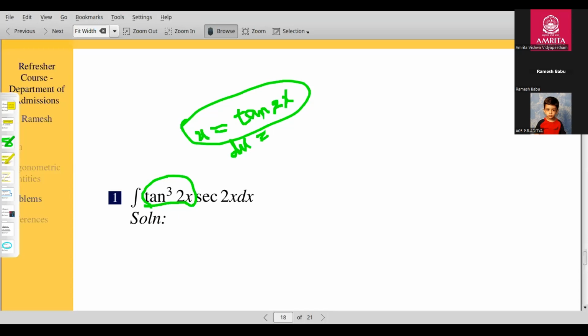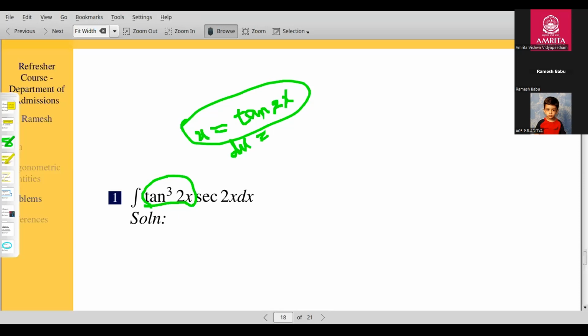Because you are having sin x by 1 plus cos x plus sin x. In the denominator, it is 1 plus cos x plus sin x, and the numerator is sin x. So if it is like that, you can apply sin x is equal to 2 tan x by 2 divided by 1 plus tan squared x by 2, and cos x is nothing but 1 minus tan squared x by 2 by 1 plus tan squared x by 2. Once again I repeat it: you are having only sin x and cos x alone, right?